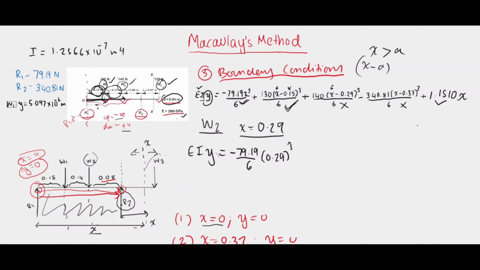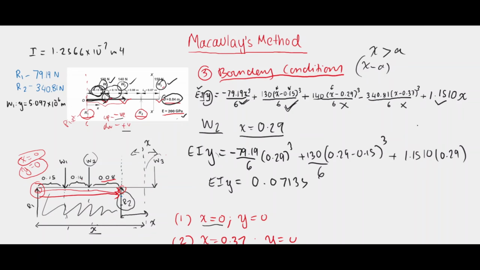So let's write them. And this will simplify to 0.07135. And now we divide both sides by EI, and we know the values for E and I. That'll give us, just like we did in W1, y is equal to 2.839 times 10 to the power minus 6 meters. So let's write that down.